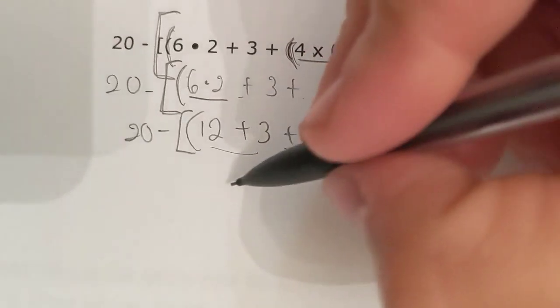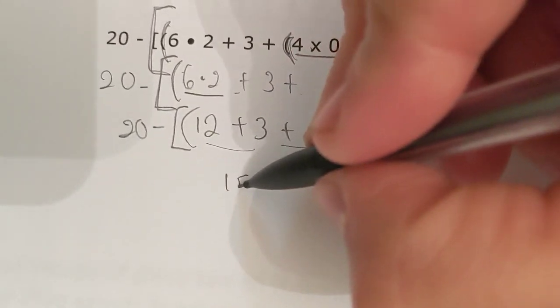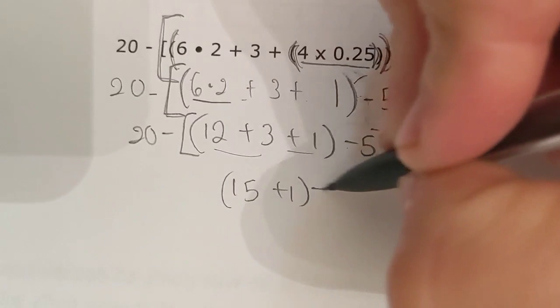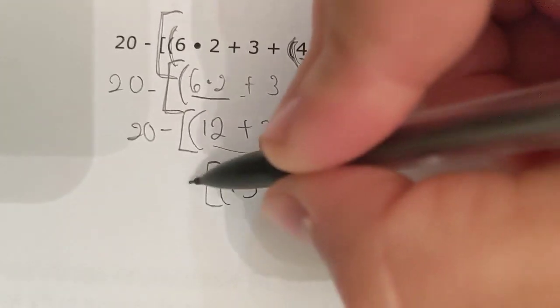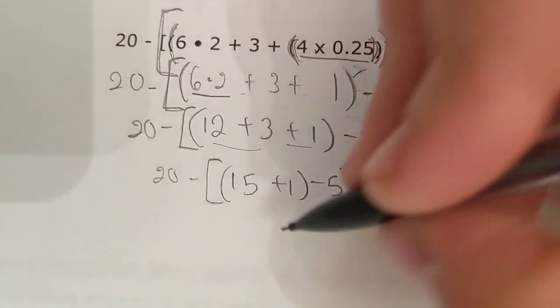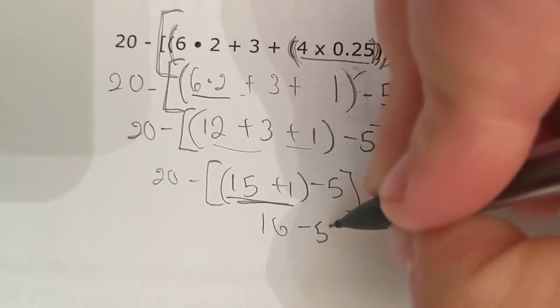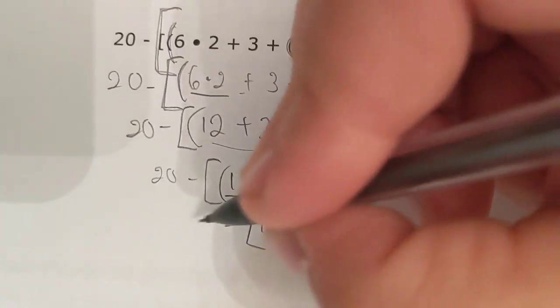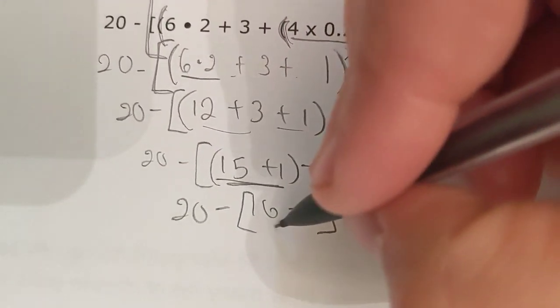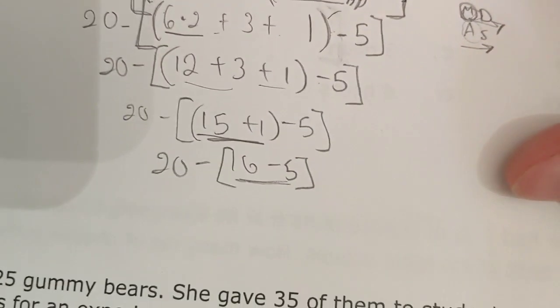So in this step, I would just add 12 plus 3, which is 15, plus 1. You still have everything else. Copy everything else down. 15 plus 1 will give me 16, which is the next step inside the parentheses. Minus 5. So I'm going to go ahead and put my square bracket still there. And now inside the square brackets, the only thing I have left is 16 minus 5.